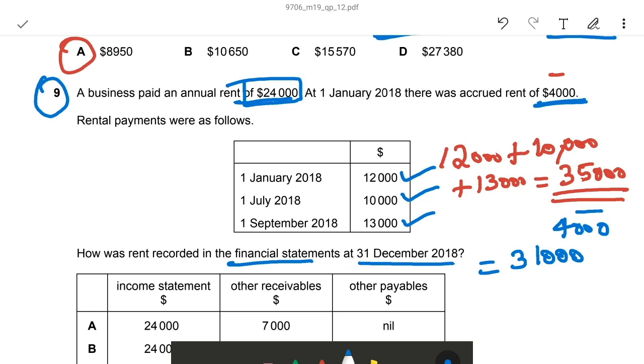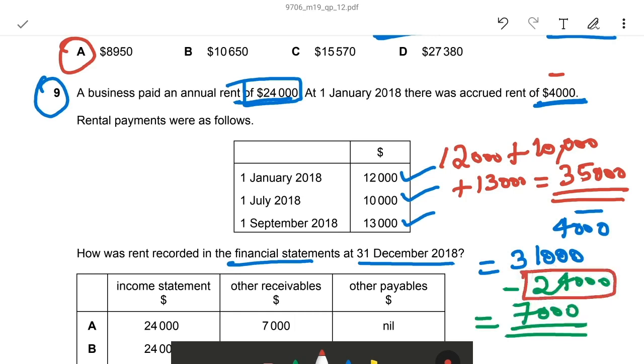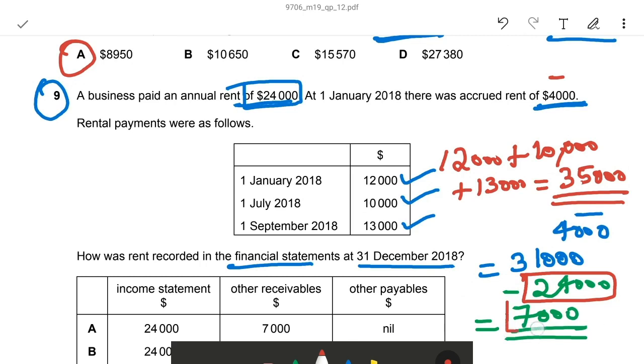This is more than the actual rent. The actual rent is 24,000, but the business paid 31,000. That means the business paid some amount in advance, prepaid rent, so we should deduct. 31,000 minus 24,000 is equal to 7,000, the extra amount they paid in advance. So the actual rent for this year is 24,000, and 7,000 is prepaid rent or other receivables.